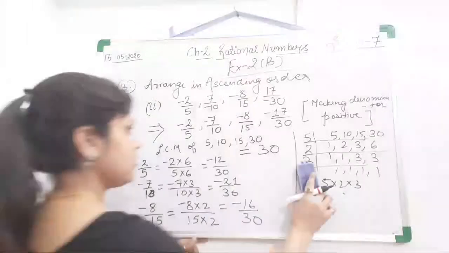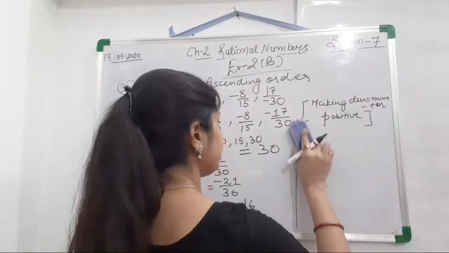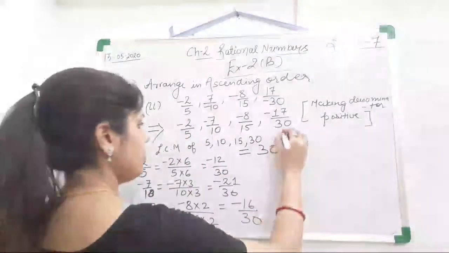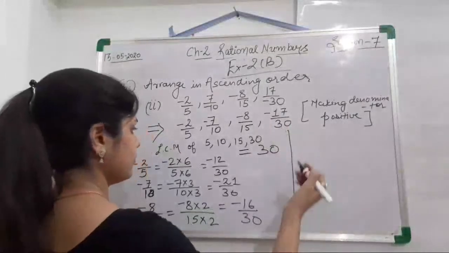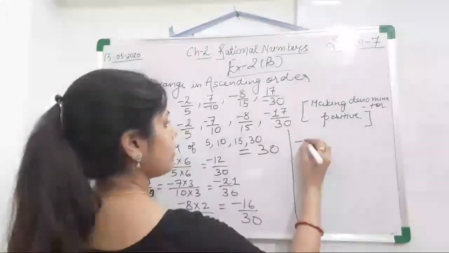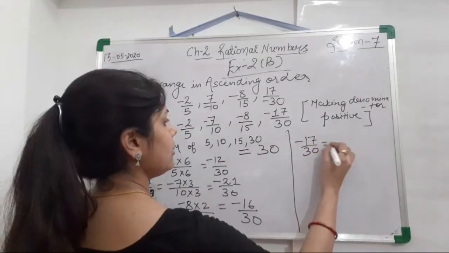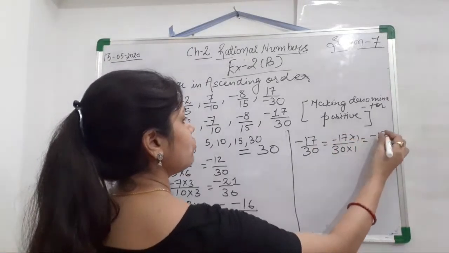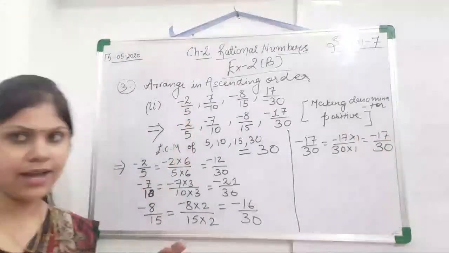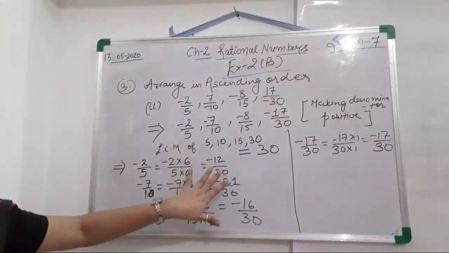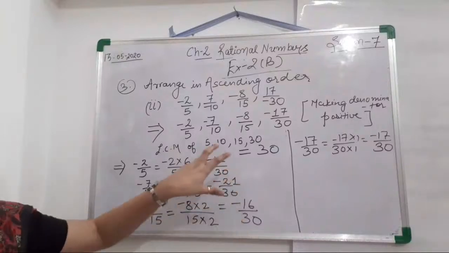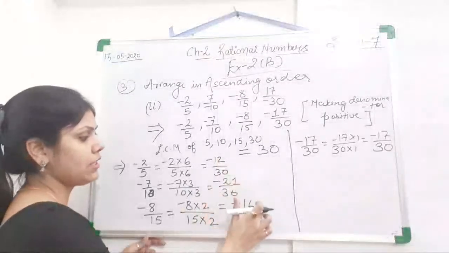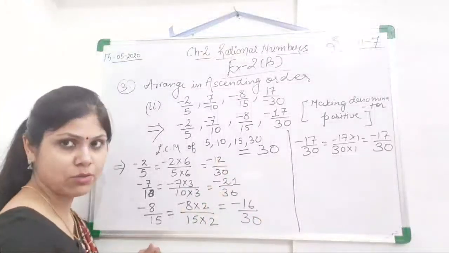Now I am just rubbing this part. So the last one is minus 17 upon 30. 30 is already there, into 1 into 1. No need to do that also. We'll leave it like that. So now you got all the equivalent rational numbers with the same denominator. Now you got minus 12 upon 30, minus 21 upon 30, minus 16 upon 30, minus 17 upon 30.